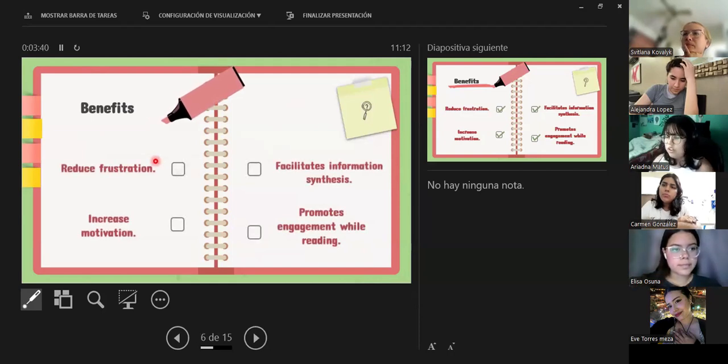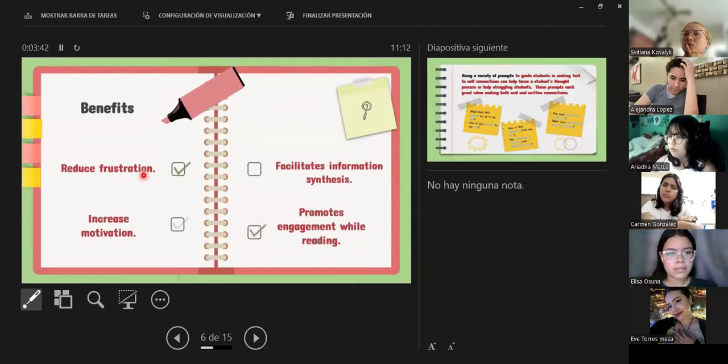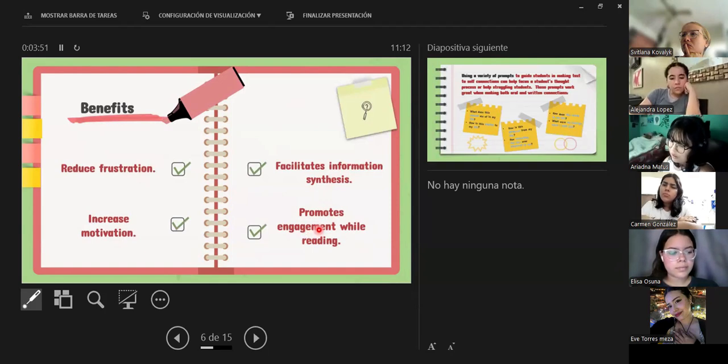And all these benefits reduce frustration, increase motivation, and facilitate information synthesis. It also promotes engagement while reading. And why? Because you are compiling information, you are looking for examples, and asking questions, so maybe I enjoy the lecture. So summarizing all these benefits, it also facilitates information retention, and maybe you can think about it like a mind map.